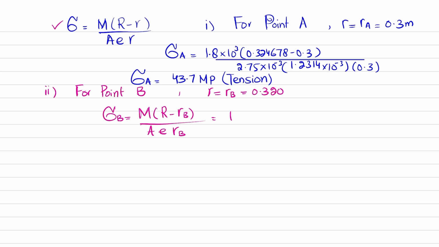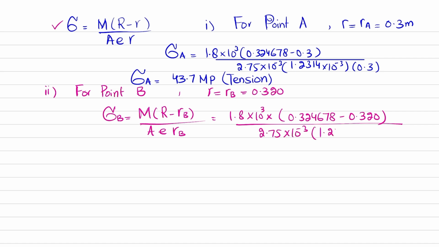So put the values: M is 1.8 into 10 raised to power 3, multiplied by R, which is 0.324678, minus RB, which is 0.320, divided by area, which is 2.75 into 10 raised to power minus 3, multiplied by E, which is 1.2314 into 10 raised to power minus 3, multiplied by RB, which is 0.320. When you solve this, you will get the stress at point B comes out to be 7.77 megapascal. And this value is also positive, so it means that point B will be in tension.